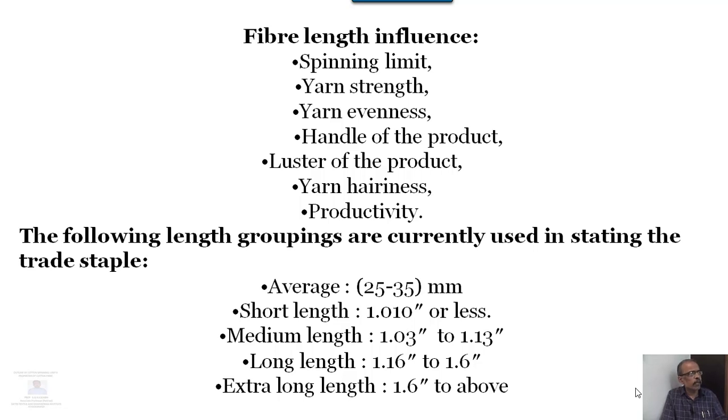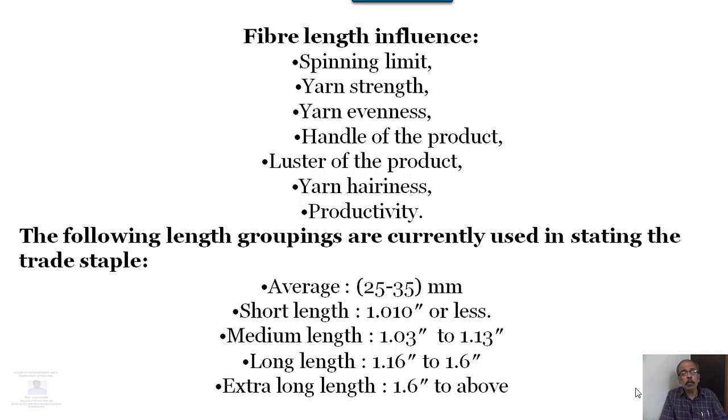In some very odd cases, this can become a hurdle, because sometimes a lapping tendency will be there in the drafting rollers due to the length, but that can be overcome by proper mechanical setting of the rollers in the drafting system. We can take care of this. Then the luster of the product will be excellent because good reflection will take place from all the surfaces. Yarn hairiness will be less, that is, the protruding fibers out of the yarn body will be less, and productivity will be much more when the fiber length is more.